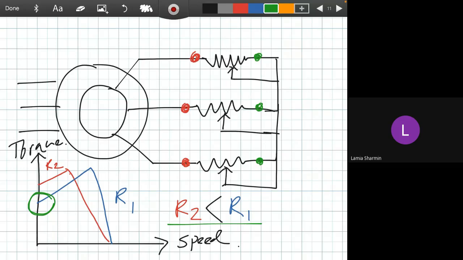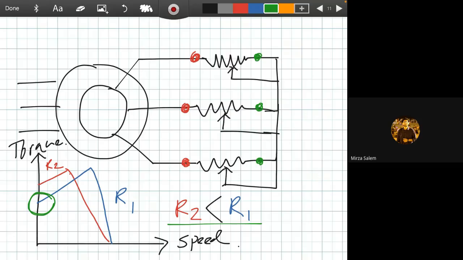So actually the resistance inside the rotor is increased. It controls the inside current.